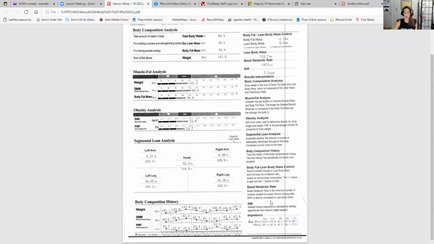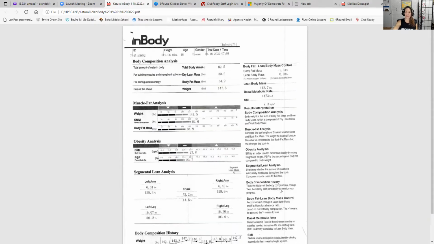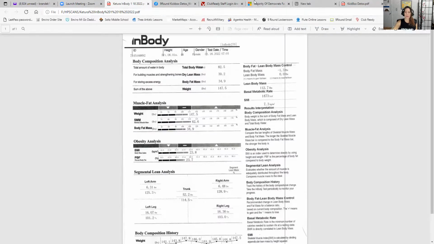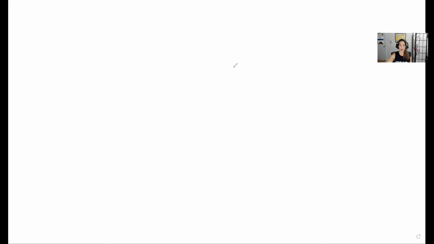BMR is directly correlated to lean body mass. So you see that pretty much on every single sheet that we give you that has your InBody results. So this is what we're going to start with. 1473 is my BMR. So I'm going to do something with that number. And this is just going to give us a little bit of an intro about how we go about using this. So here's my drawing tool. So I'm going to just start out.